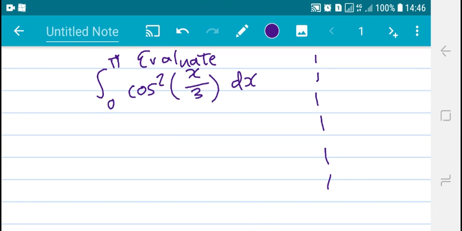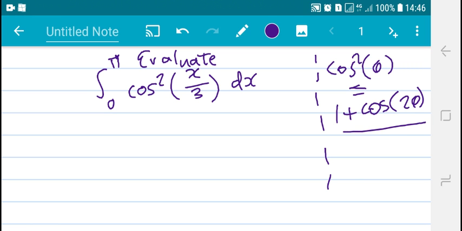So we have to evaluate this particular integral. We're going to use the following result, namely that cosine squared of some angle theta is equal to 1 plus cosine of 2 times that angle, 2 theta, over 2. And we're going to apply it to our integral here.